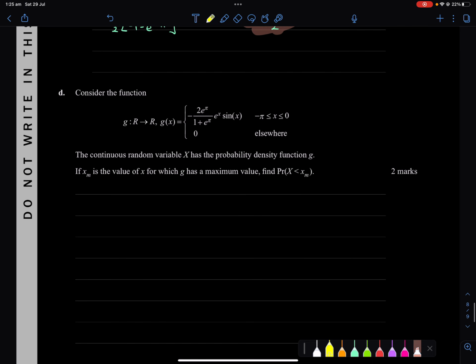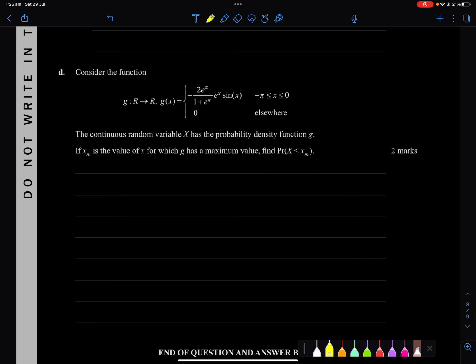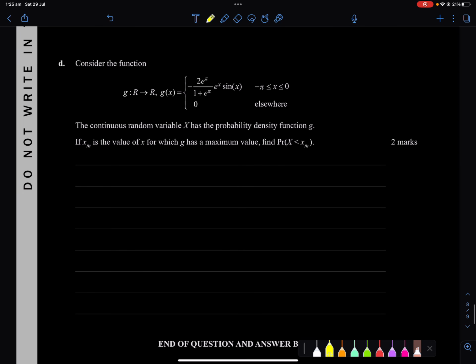So, consider the function, where g is this. It's a continuous random variable X with probability density function g. If x_m is the value of x for which g has a maximum value, find the probability that X is less than x_m. So what I can do here is find the derivative, because it says maximum. We want to find the derivative of this function over here.